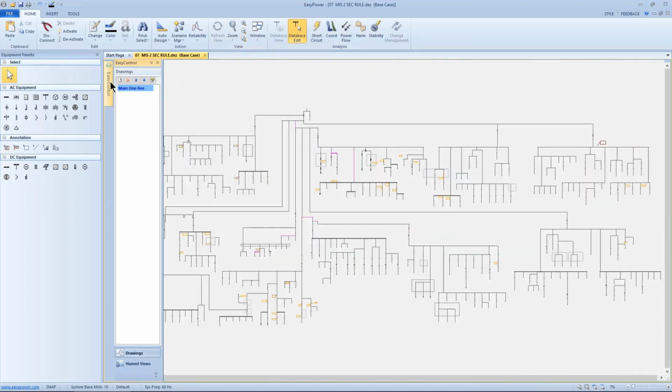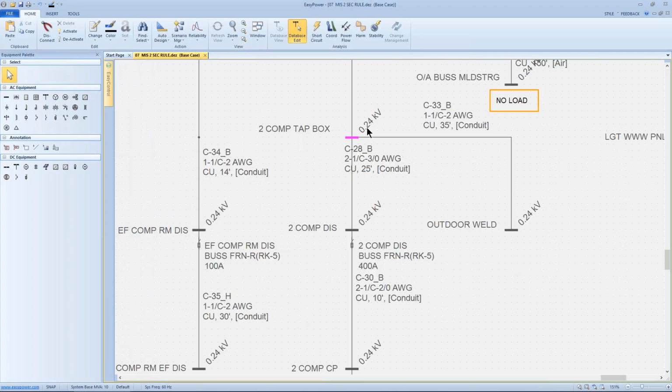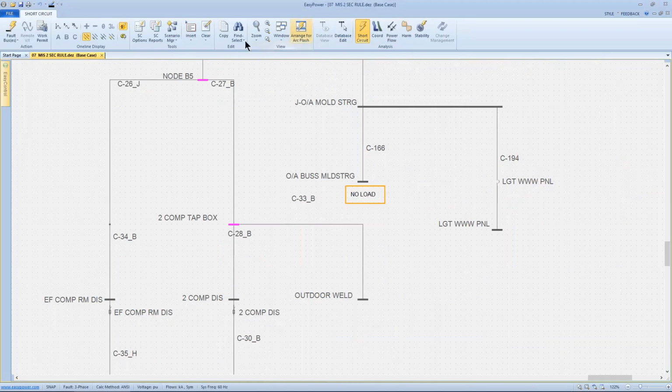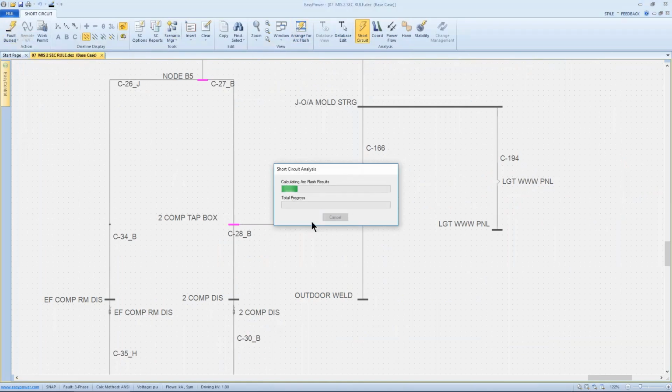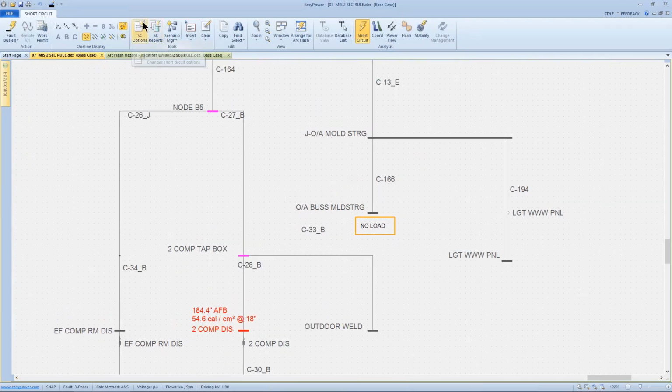Okay, so again, here's a large one line. I've set up under my named views the area that I want to focus on, and it turns out in this 240 volt section of the plant, I want to just fault this one bus, not everything in the world, we find high incident energy. So if I fault this guy, we see we have 56 calories. So the next question is, how is this set up?